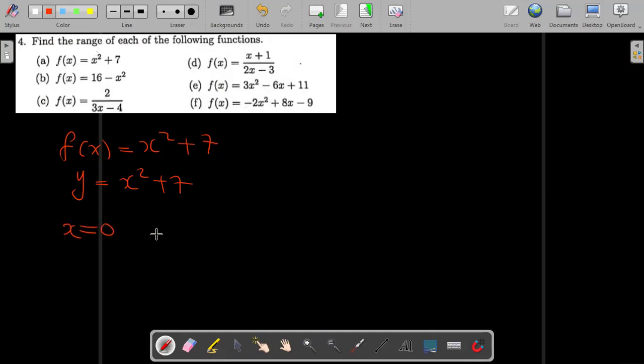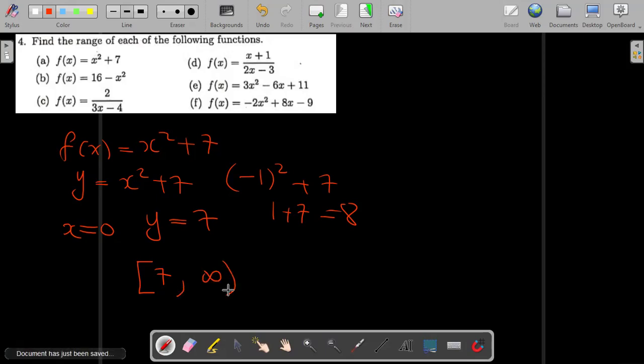So when we say x is 0, then we have that y is going to be equal to 7. This is going to be the lowest value that we're going to get. So we see if we put in negative 1, when we square negative 1, this just gives us a positive 1, and this will be just 7 plus 1, which is equal to 8. And we see that numbers will continue going that way, from 7 to 8. Thus, the range of this function is going to be the set from 7 going all the way up to positive infinity. That would be the range for the first one there.